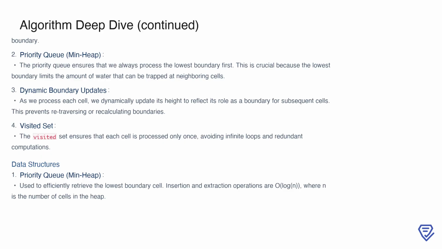Additionally, the algorithm dynamically updates the height of each processed cell to reflect its role as part of the boundary for subsequent calculations. This reduces the need to retraverse already processed areas. The visited set ensures each cell is only processed once, which prevents infinite loops and redundant computations. Together, these elements create an efficient and reliable way to calculate the trapped water across the entire grid.